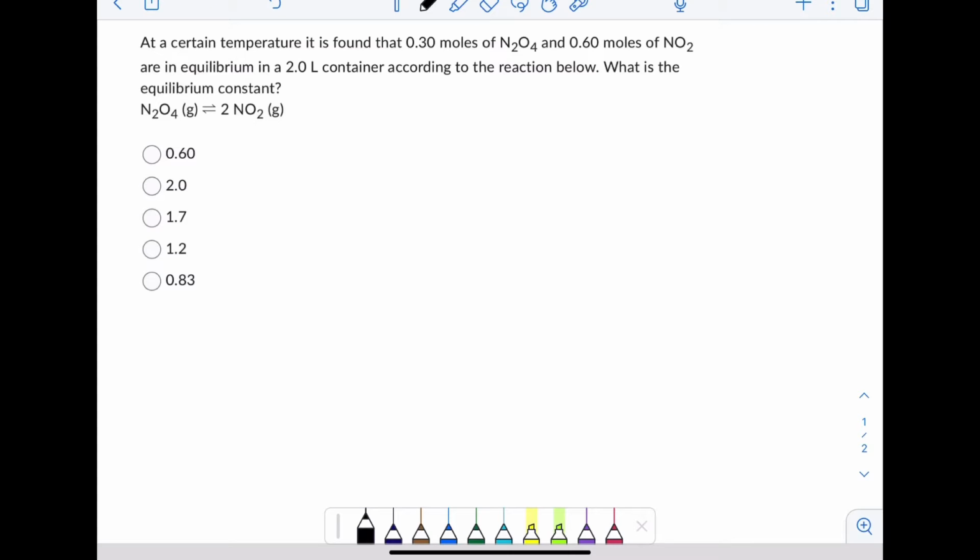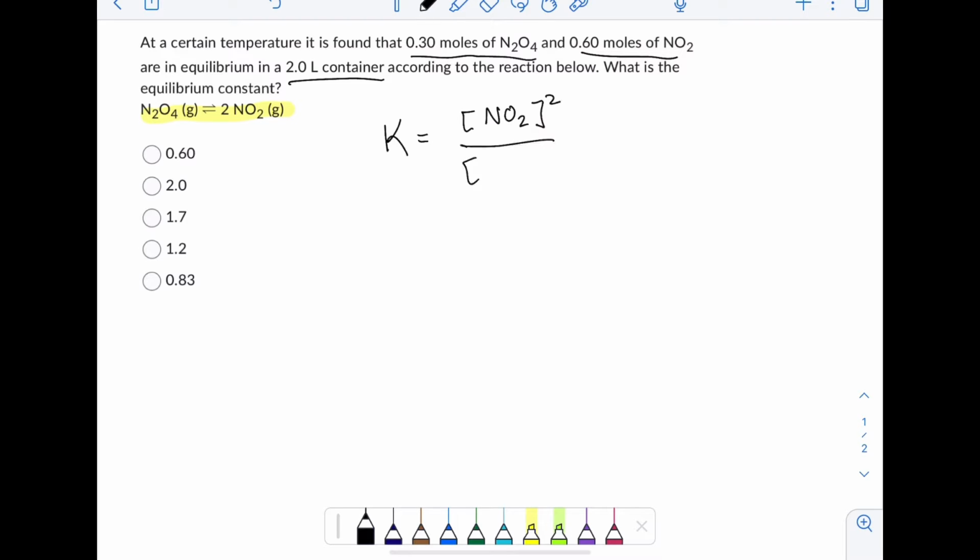I want to work a fairly straightforward equilibrium problem to point out a couple of hints and tips. Here we have a chemical reaction given right here. We're given information about the number of moles of each of these, the volume of the container. This is simply a matter of, this is my equilibrium constant. It is the concentration of NO2 squared divided by the concentration of N2O4. And I can just plug in numbers.